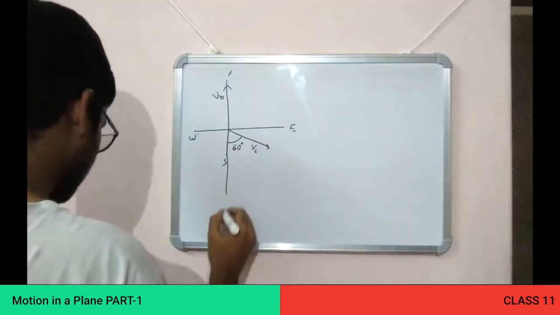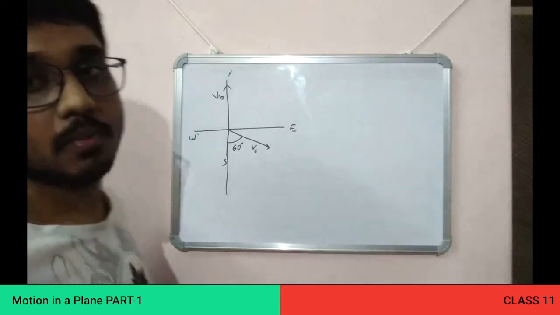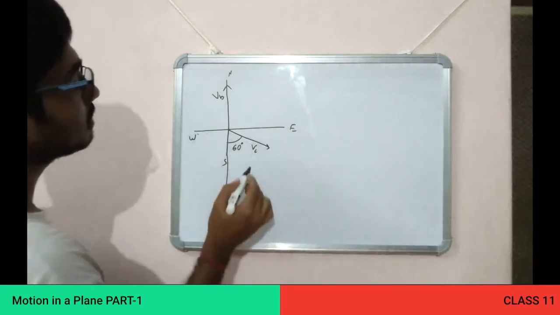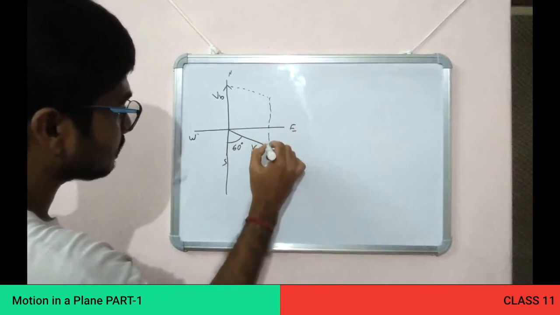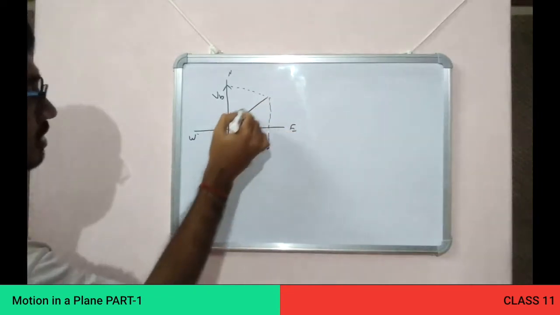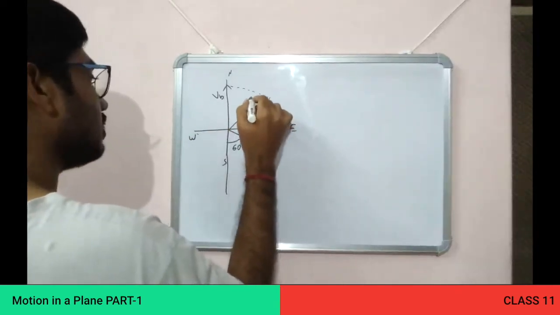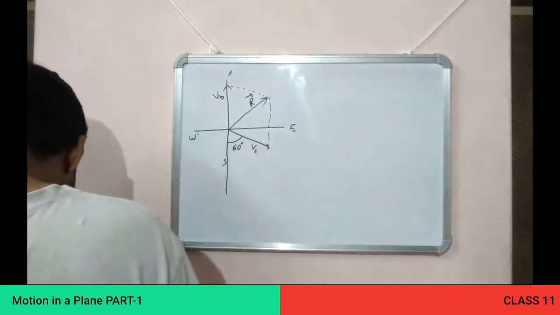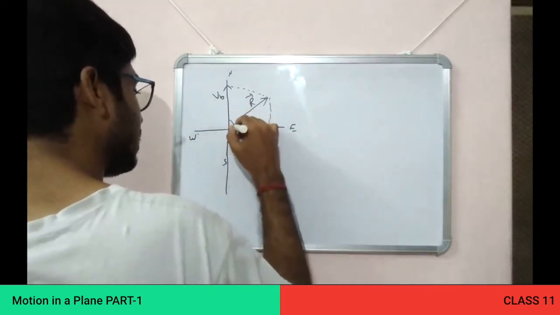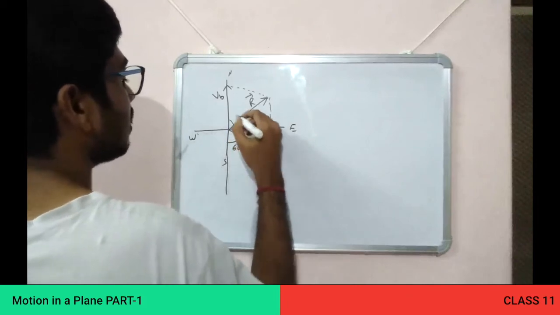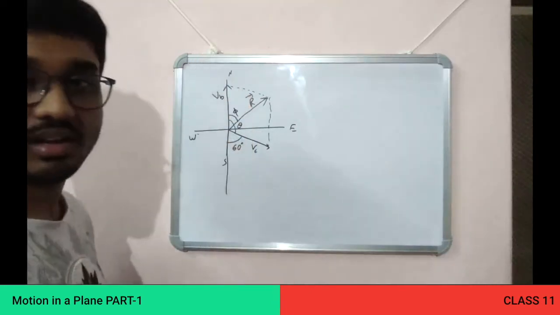So we consider here the parallelogram theorem. That is, we will connect this to this, and the resultant will be in this direction. Suppose this is R. Suppose this angle becomes theta, and this angle becomes phi. That is the direction angle.